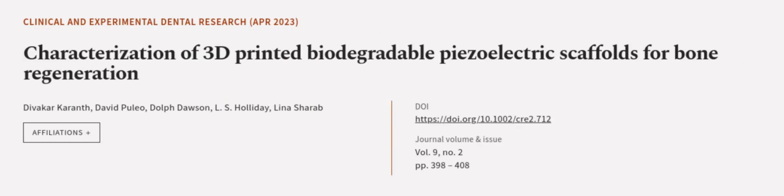This article was authored by Divakar Karanth, David Puleo, Dolph Dawson, and others.